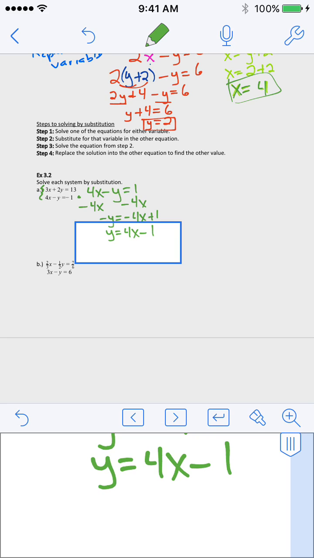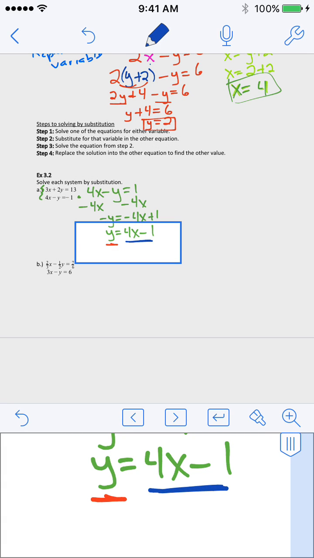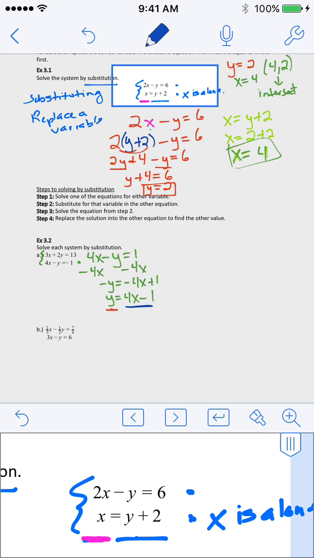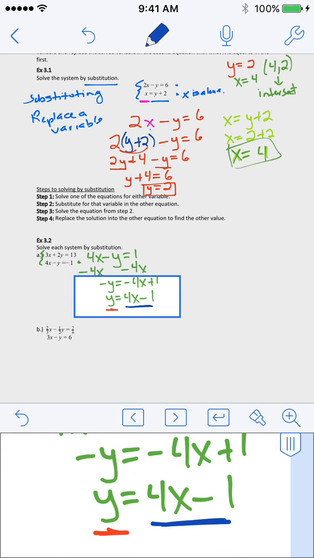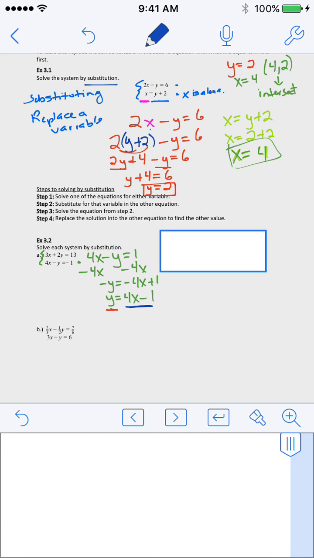We know now that y is equal to this stuff. That's what we're going for: one of them is equal to some sort of expression involving the other. So y is equal to 4x minus 1. In the other one, x was equal to y plus 2. Let's go ahead and take that now and substitute it into that first equation.